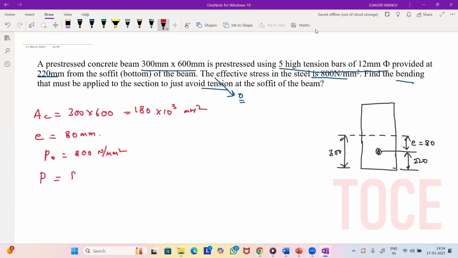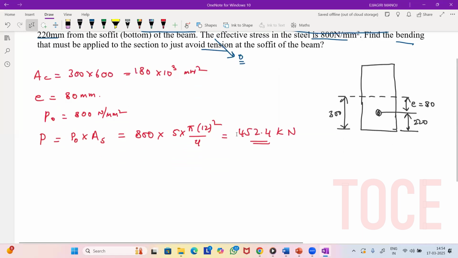The pre-stressing force is stress into the area of the tendon, the steel. So it is 800 into, there are 5 bars of 12 dia, pi d square by 4. So it will be 452.4 kilonewton. Okay, so we got the pre-stressing force, and now we can calculate the bending moment.